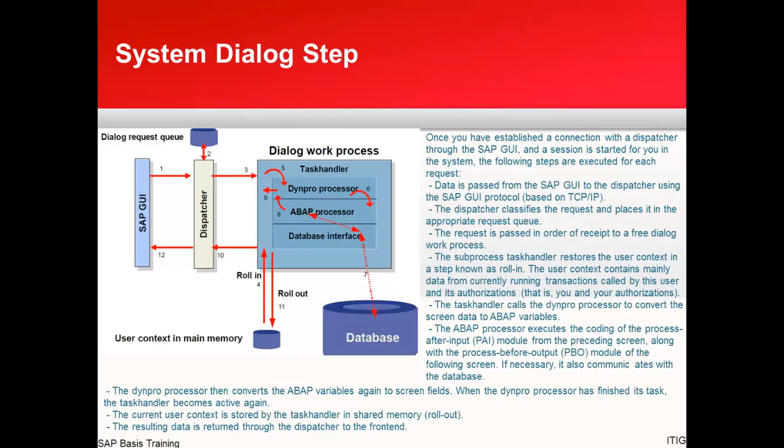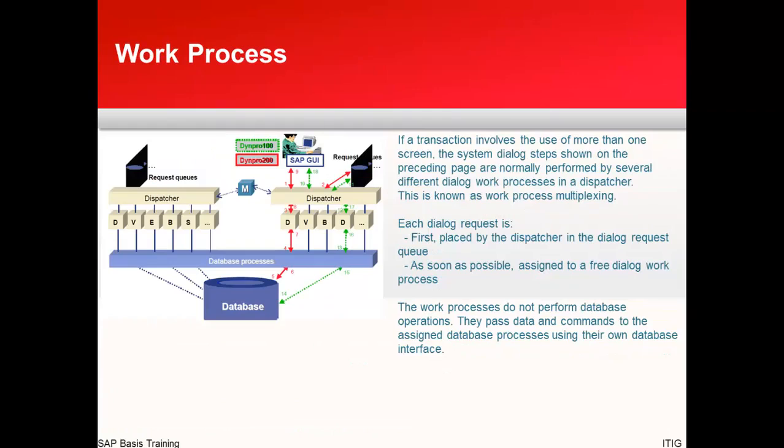Now let's come to the system dialog step. Here things are explained in more detail about the logging process once it is allocated to the dispatcher, how it is allocating it to the dialog processor, to a web processor, to the database interface, and which in turn goes to the database. Next is about the different work processes that we saw in detail, which work process is for what purpose, and how the allocation happens.